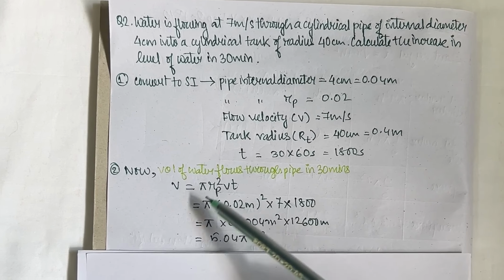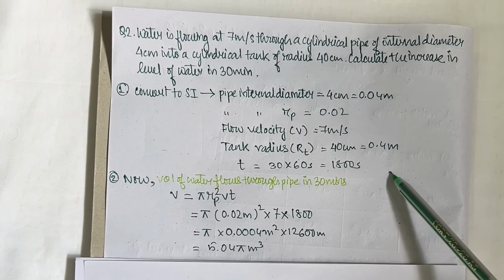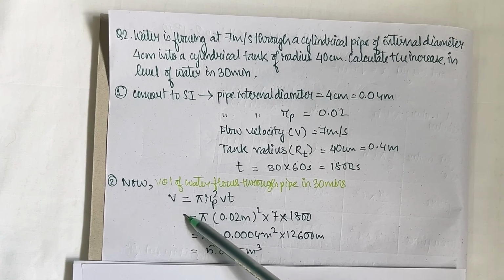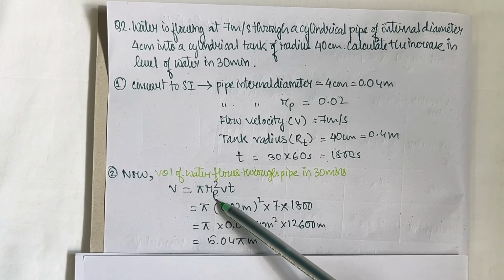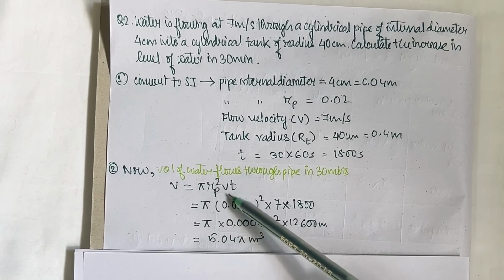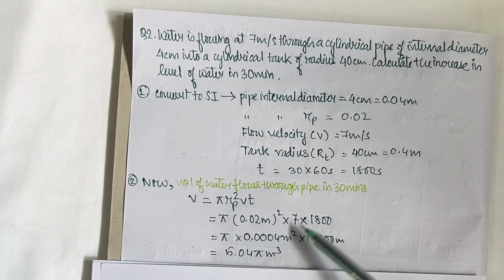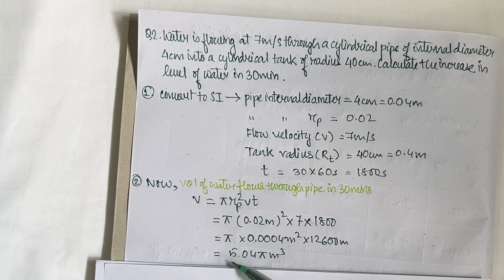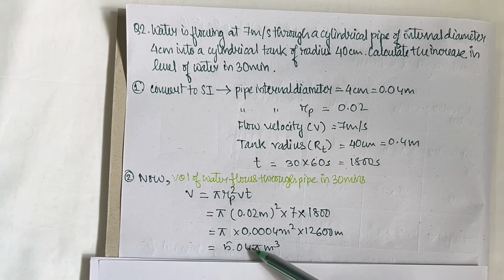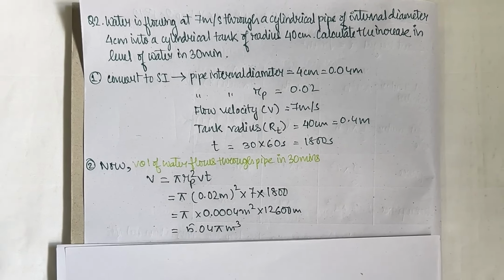Now for the volume of water flowing through the pipe in 30 minutes, the formula is capital V is equal to pi RP square into velocity into t. Now putting the values and simplifying, we get 5.04 pi meter cube. We are not going to simplify the pi here.